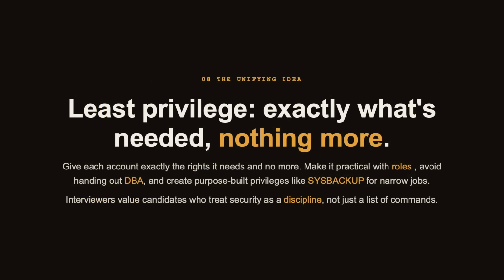Here's the unifying idea behind everything in this chapter, and it's a phrase worth saying out loud in an interview. Least privilege. Give each account exactly the rights it needs to do its job, and nothing more. Everything we've covered is just how you put that principle into practice. You use roles to make least privilege manageable at scale. You avoid handing out the DBA role, and you use purpose-built privileges like SYSBACKUP for narrow jobs instead of overgranting.